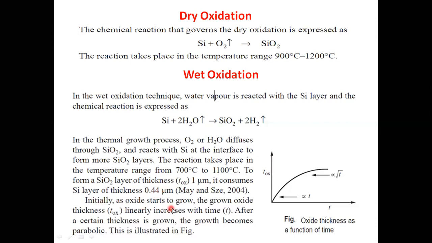Initially, an oxide starts to grow. The grown oxide thickness TOX increases linearly with time. After a certain thickness is grown, the growth becomes parabolic. You can see this: this is the time and this is the thickness, so it is parabolic in nature after some time. It increases at a certain rate, and after that it becomes parabolic in nature. This is the oxide thickness as a function of temperature graph. I hope that dry oxidation and wet oxidation are clear to all of you.